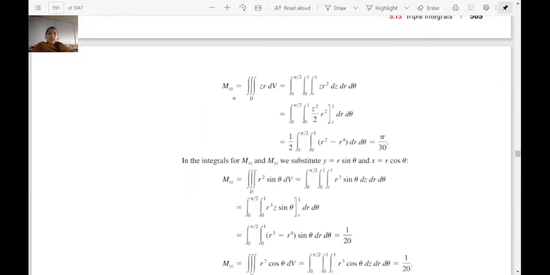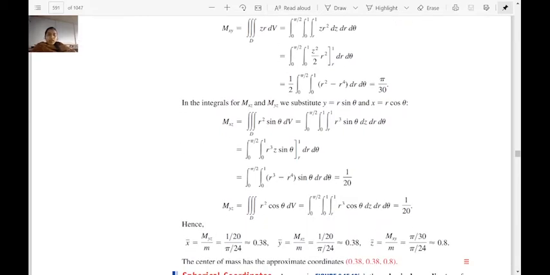So Mxy will be the triple integral over D of z r dV. So here the limits are the same. Again you can substitute dV to be r dz dr dθ. Solving, you can just verify it. The integration is simple, there's not much complication in it. Mxy turns out to be π/30.